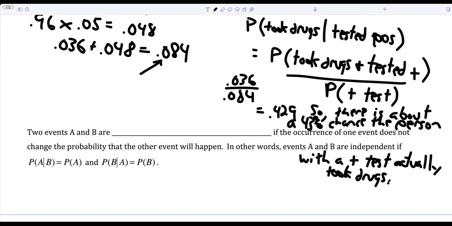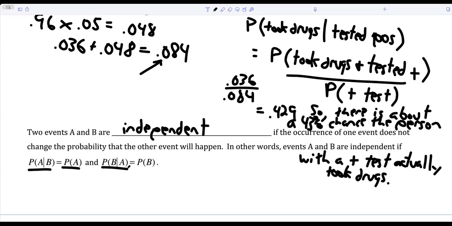Okay, and so that leads us to this, which is an important concept in probability. Two events, A and B, we say they are independent if the occurrence of one event does not change the probability that the other event will happen. In other words, events A and B are independent if the probability of A, given the fact that B has already happened, is equal to the probability of A. In other words, B did not affect the probability of A. And the probability of B, given the fact that A has already happened, is equal to the probability of B.